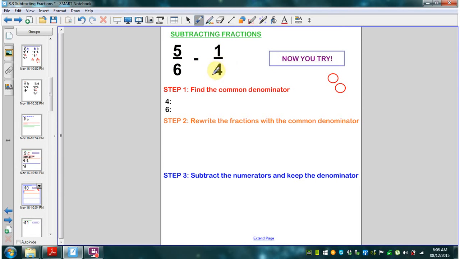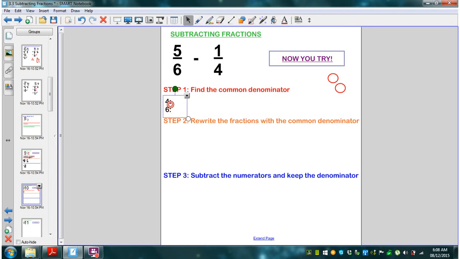We look here, we don't have a common denominator, so we need to find one. We can't change 4 to easily become 6. So we need to use our multiple strategy. We need to list our multiples and find the least common multiple, or the common denominator.